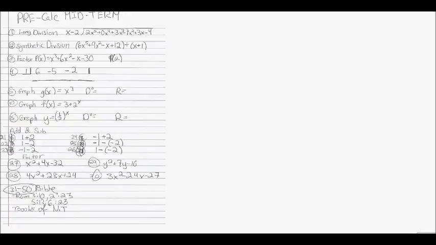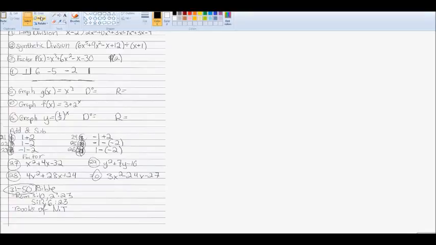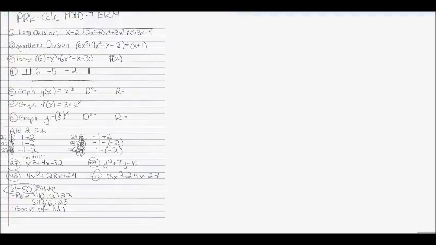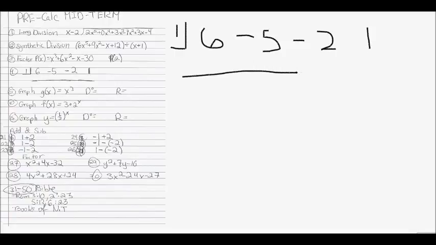Alright, next is number 4, which I'm not going over. Well, I'll go over it very quickly. That shouldn't take long at all. We have 1, right? We have 6, minus 5, and minus 2, and I guess I wrote a 1. I'm not sure why I wrote that.